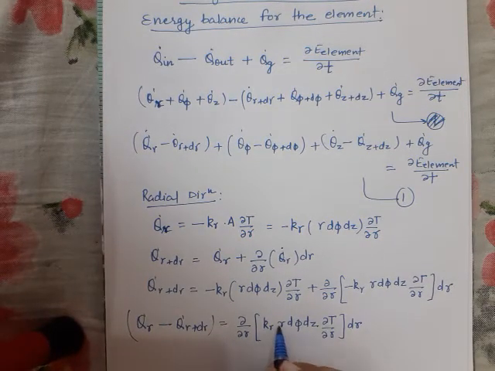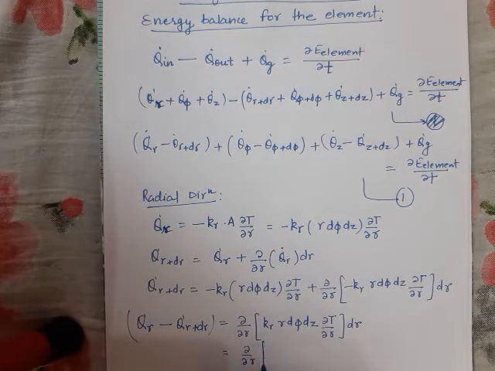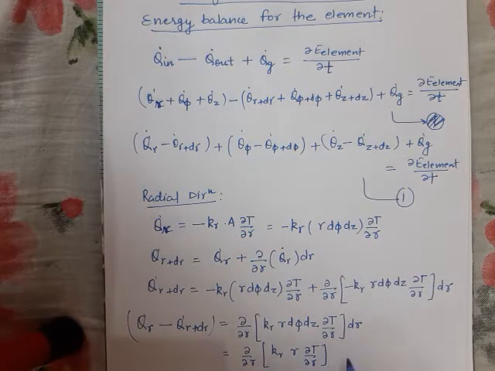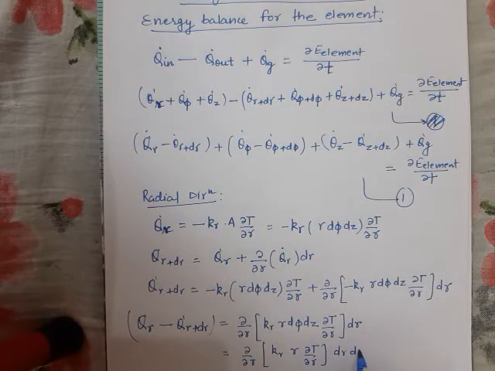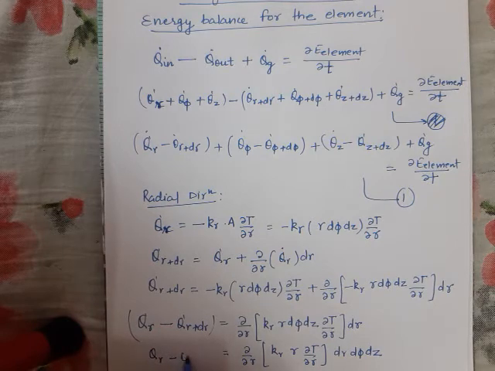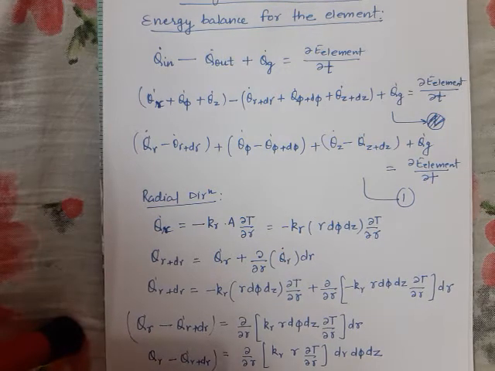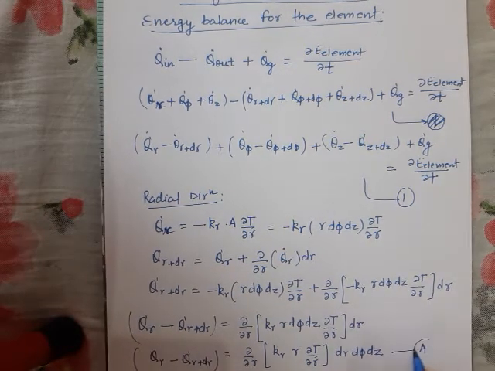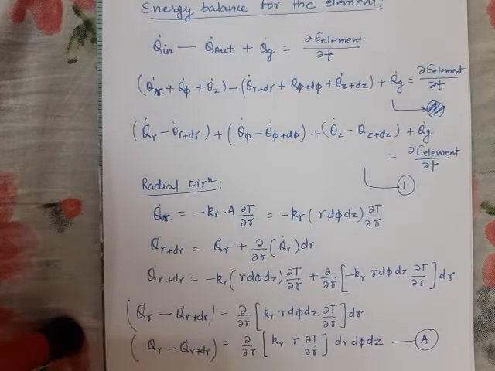Also, one more point you can observe: this r is inside the derivative, and d phi dz can be taken out. It would be del upon del r of K r multiplied by r del T upon del r, and dr, d phi and dz can be taken out. This is your Q R minus Q R plus dr. It is equation A. I think it is very easy, simple for you.